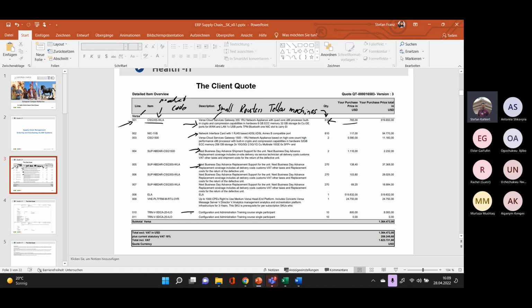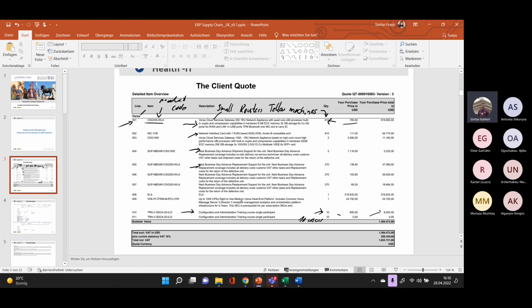Also, you will need, or the client asked for training, and even trainings and configurations for users have a certain pricing. In this case, they asked for 10 trainings for 10 people, for 10 users who are managing these small routers. And you see here, this equals then to the amount of $8,000 in total.